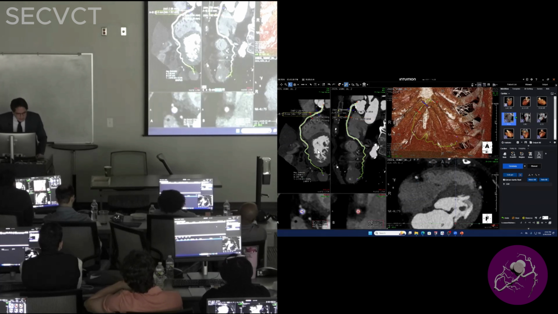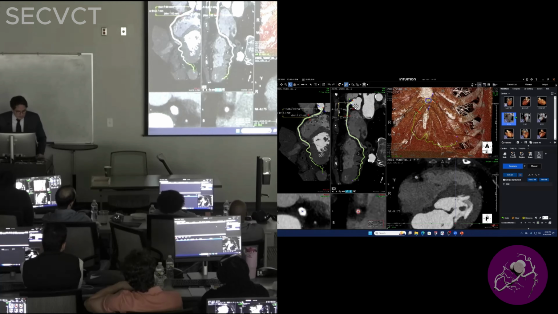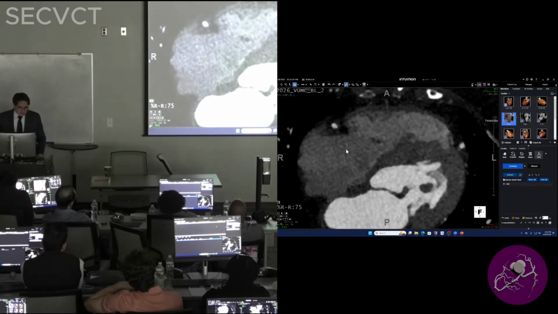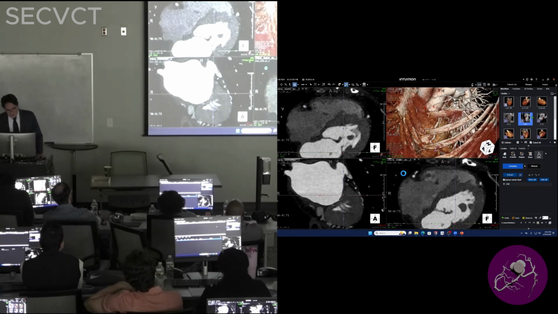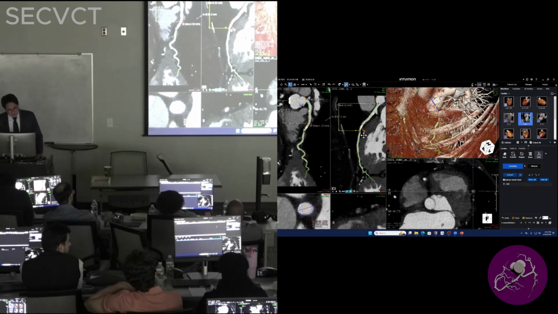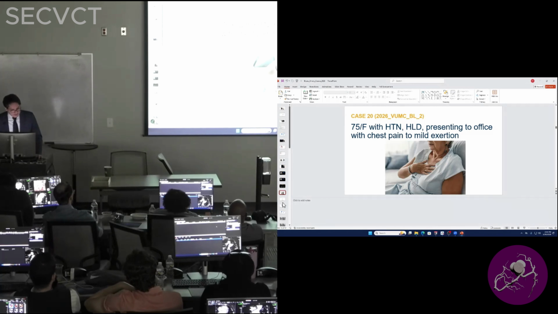And the RCA, our concern is about the ostial RCA. So this is the ostium, right? We can see the lumen there, so it looks like a more moderate kind of disease. So we have a severe stenosis at the mid LAD, and we have that ostial RCA that looks moderate over here. So let's go back to our slides.